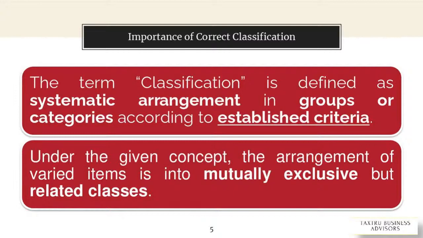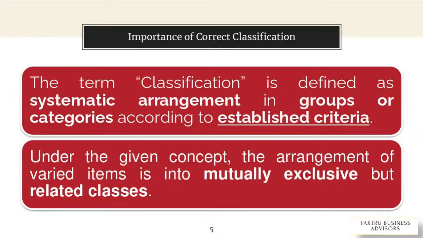What do you mean by established criteria? A criteria which is to be seen by everyone, which would be a base to set out those rules about those arrangements and groups. And under the given concept, the arrangement of varied items is into mutually exclusive but related classes as well. So in classifications, you might be seeing that there are multiple headings, multiple rates, multiple codes, multiple HSNs. So all those HSNs are mutually exclusive.